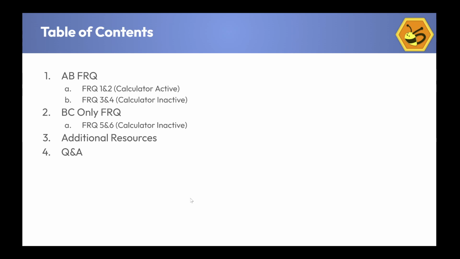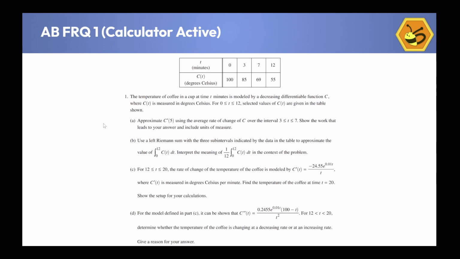So here's the table of contents. For AB FRQ, I chose 2 calculator active questions and 2 calculator inactive questions. And then for AP Calculus BC students, we also have 2 BC only FRQs. Let's get started doing the first FRQ, and you can use a graphing calculator.